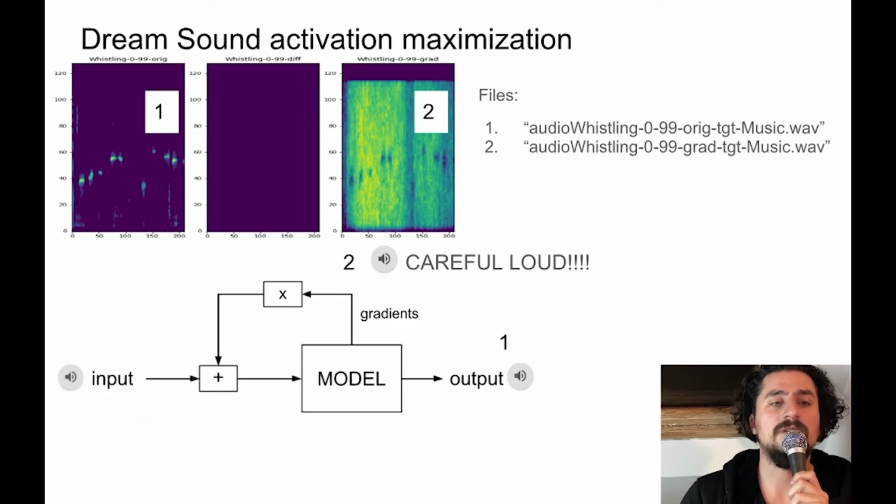And the output is what the first image that you see here, right? This is the whistling. And the gradients are really loud, as you can see. And this is one of the things that we discovered in this research, is that the gradients are some sort of an inversion of the spectrogram of the original sound. This is loud, so be careful.